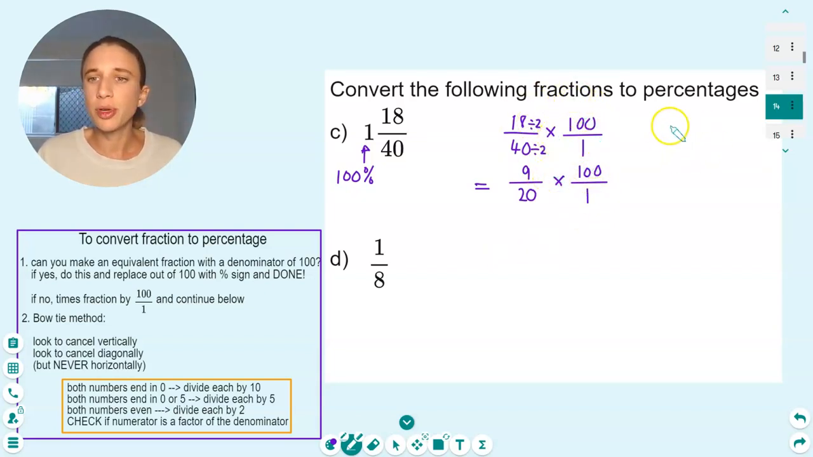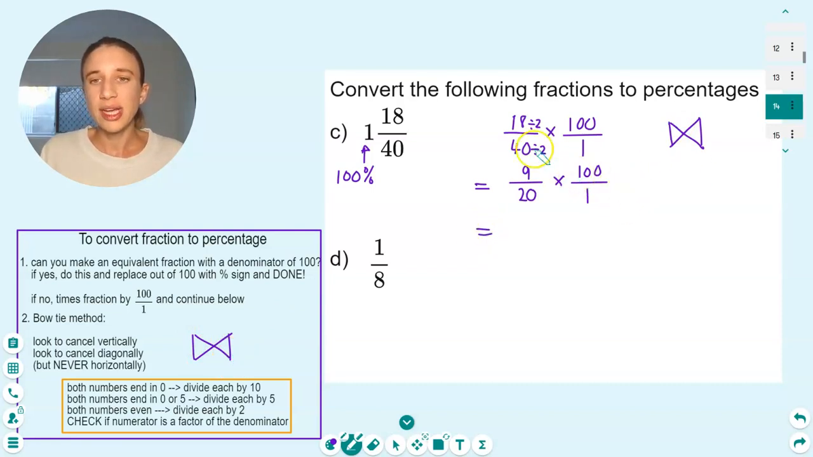Okay, so it's called the bow tie method because look at how this is a bow tie, right? We've got our diagonals and we've got our verticals, but we don't have the horizontals, right? It's not a bow tie. So that's why it's called the bow tie method. I should say that. Okay, so what do we have?